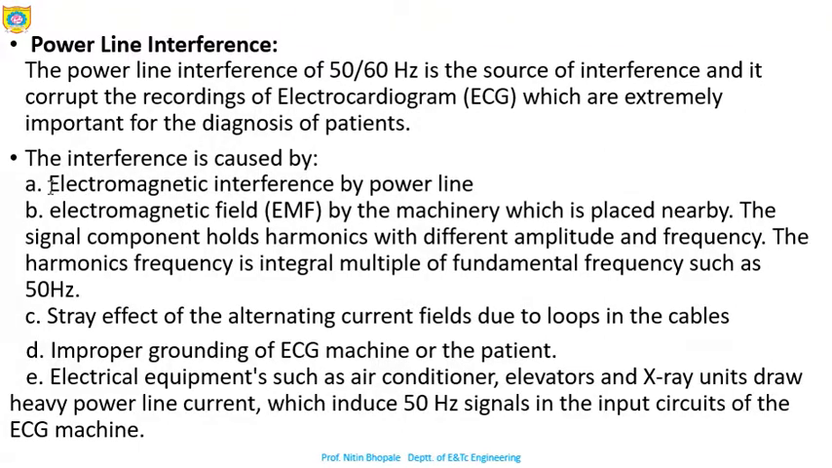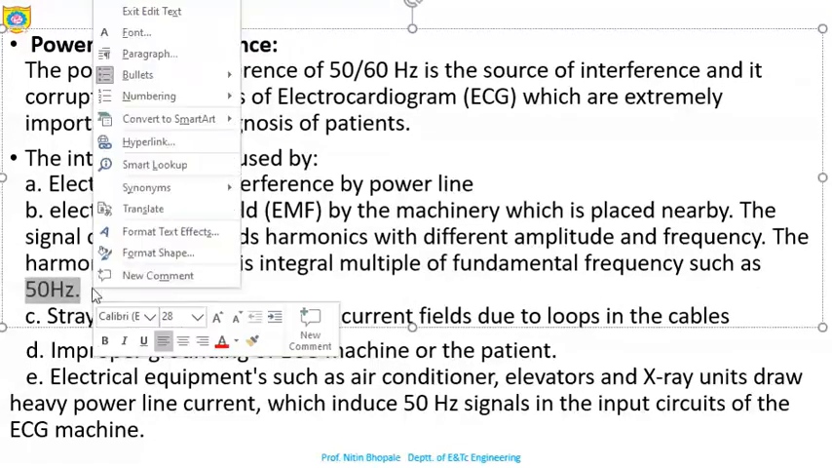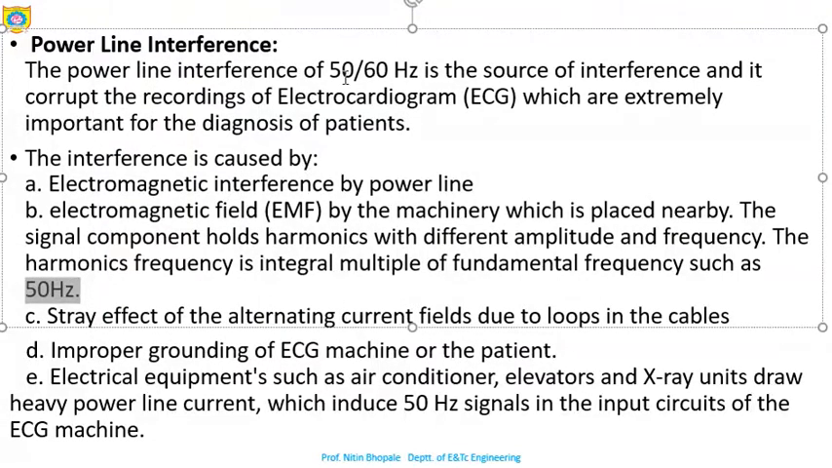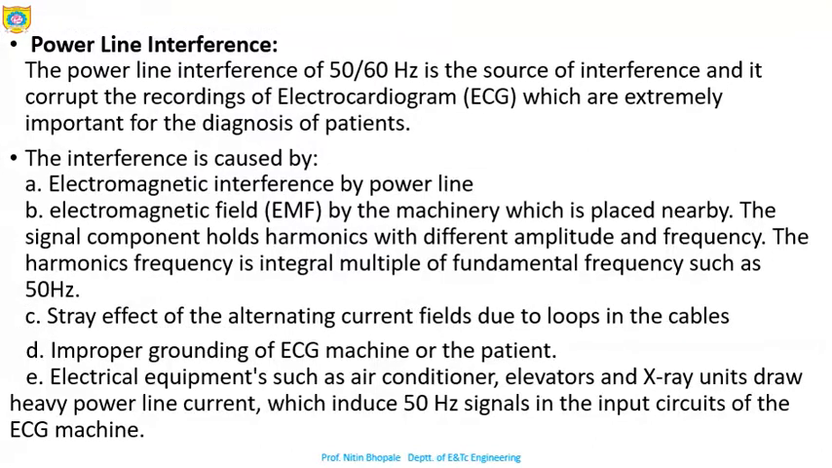This may be caused by electromagnetic interference from the power line, or the electromagnetic field from machinery placed nearby the patient. The signal component holds harmonics with different amplitude and frequency. The harmonic frequency is an integral multiple of the fundamental frequency, such as 50 Hz. The power line interference has the same frequency and the ECG is also around the same frequency. That's why it is affecting a lot.